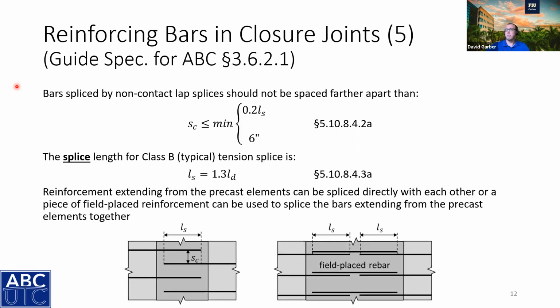So, variable definitions, and then here are some details if you're using it in a non-contact splice application. There are some requirements on how close the bars need to be together. You can have a non-contact lap configuration, or the configuration here where you have a field-placed rebar connecting these two, splicing the two bars together. Obviously with a non-contact splice, you can have a narrower joint.